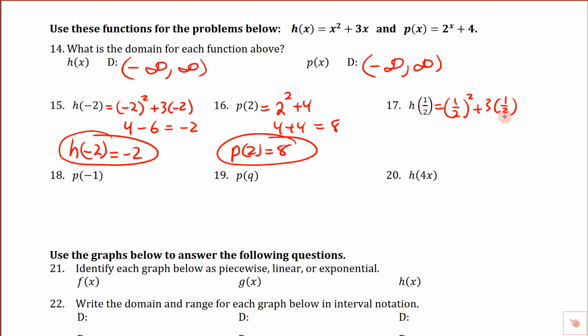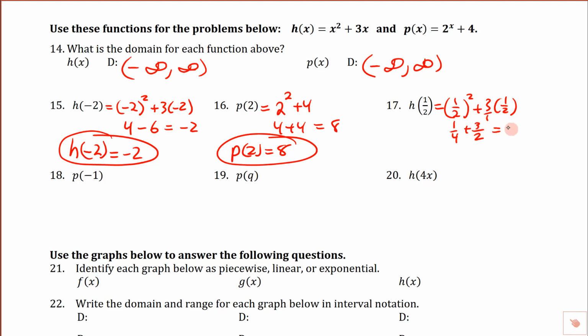Now we know we've got fractions here, but let's try and deal with this without a calculator if we can. Remember, the exponent applies to both the top and bottom separately. So this is 1 squared over 2 squared. So that's going to be 1/4. And then this is going to be 3 times 1/2. I'm going to think of that as 3 over 1. So this is going to be 3 times 1 on the top and 1 times 2 on the bottom.